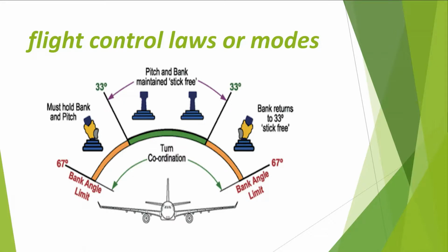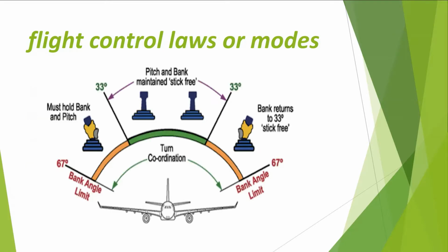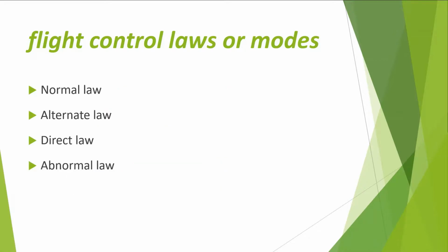The relation between the flight crew inputs on the side stick and the aircraft response is called control law. Here we are talking about the computers on board the aircraft that give command orders based on sensor inputs, whether coming from the pilot or from any other sources. We have four different laws in the flight control system: normal law, alternate law, direct law, and abnormal law.